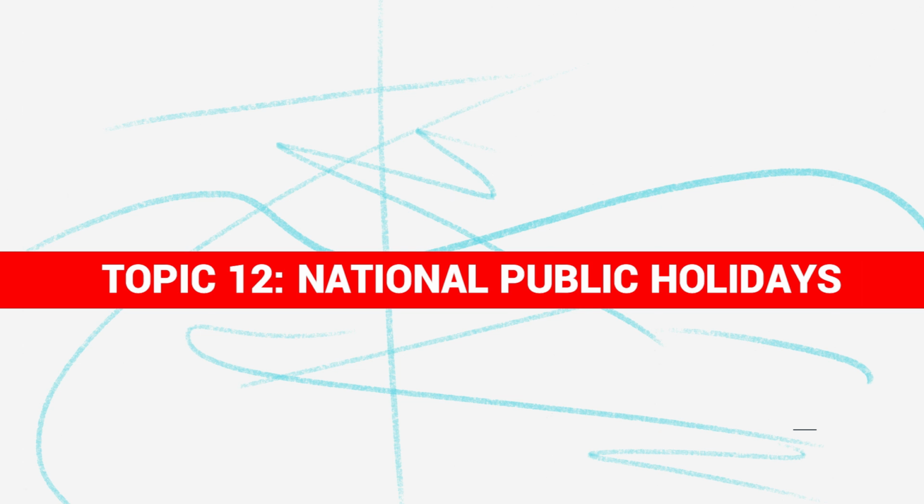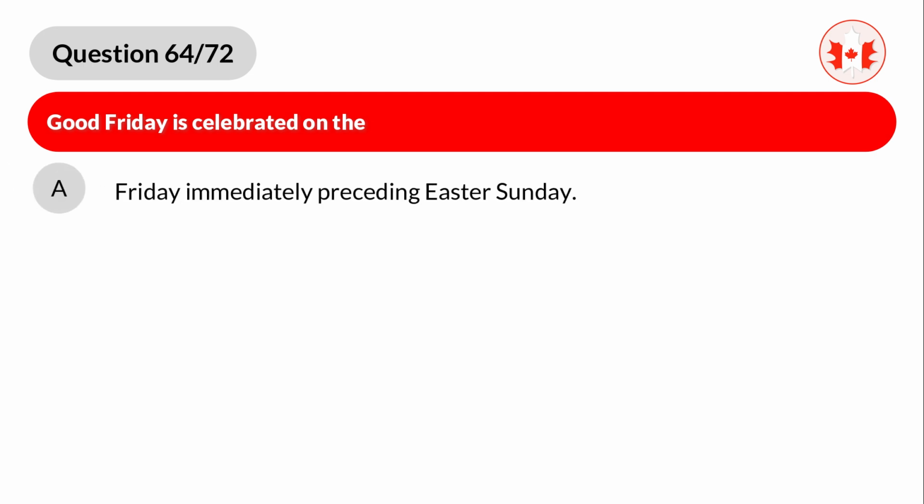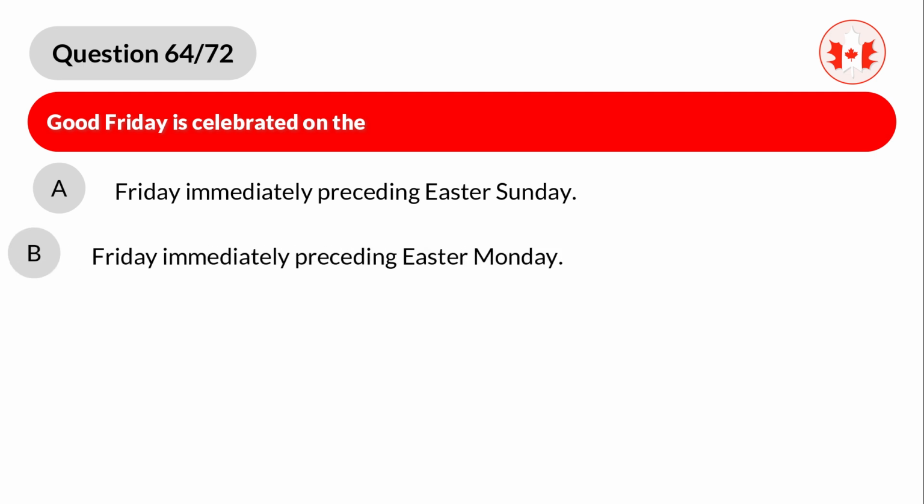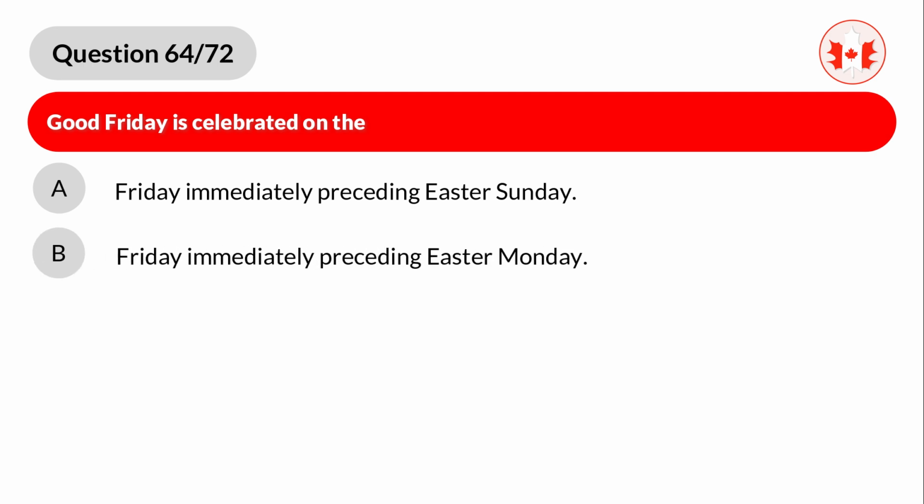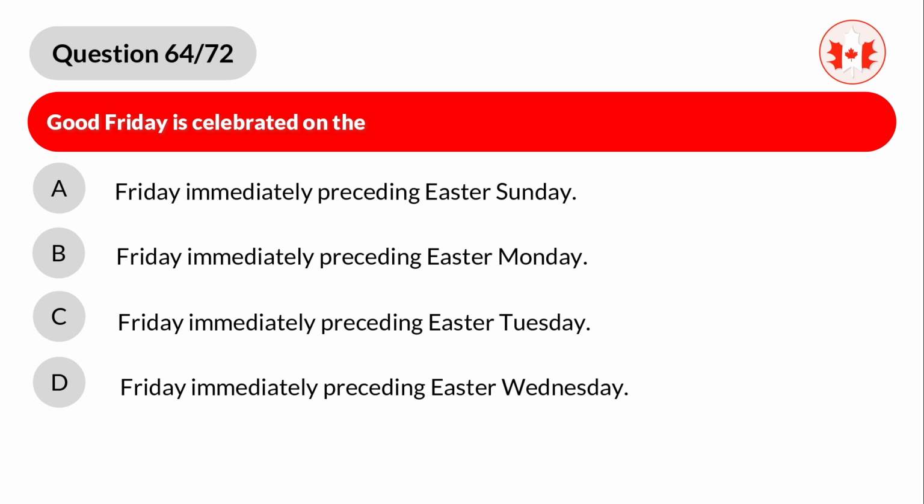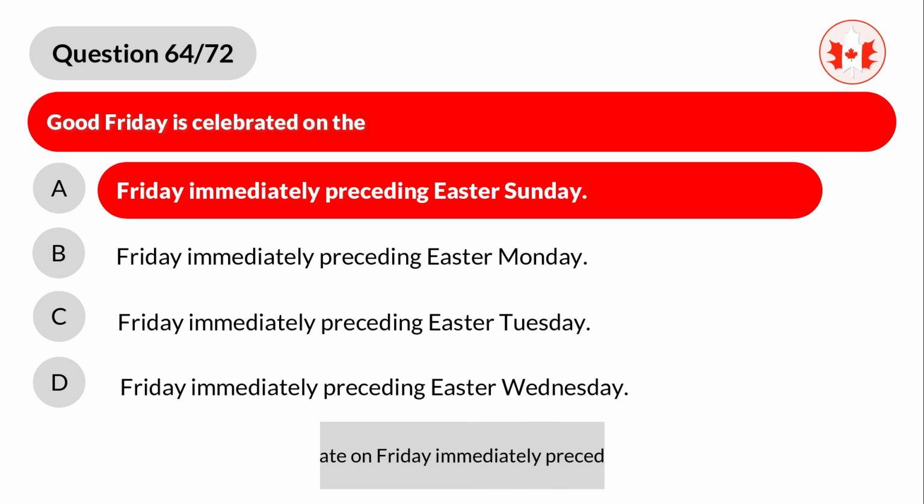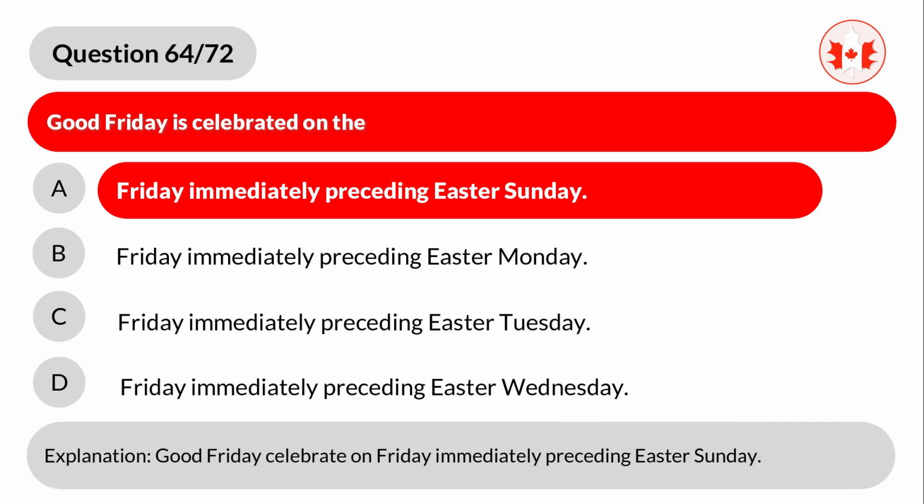National Public Holidays. Question 64. Good Friday is celebrated on the A. Friday immediately preceding Easter Sunday. B. Friday immediately preceding Easter Monday. C. Friday immediately preceding Easter Tuesday. D. Friday immediately preceding Easter Wednesday. The correct answer is A. Friday immediately preceding Easter Sunday. Explanation: Good Friday is celebrated on the Friday immediately preceding Easter Sunday.